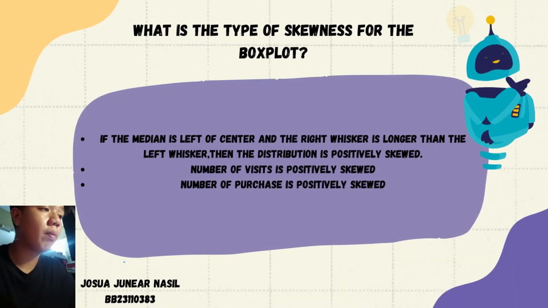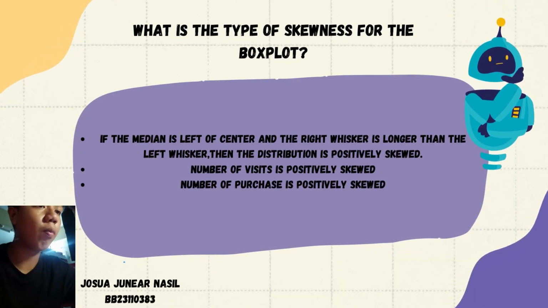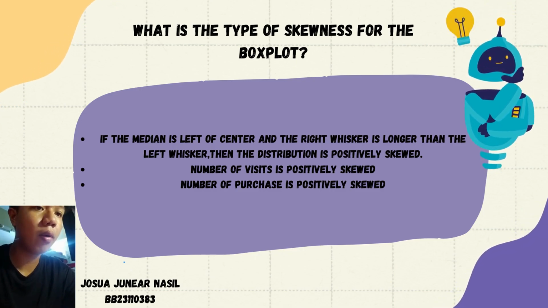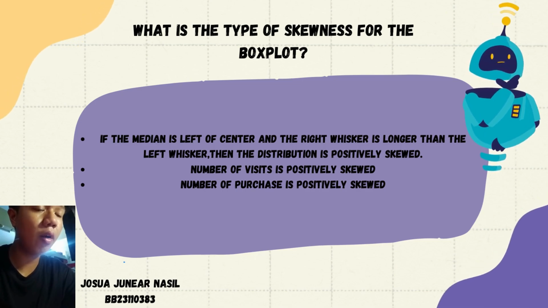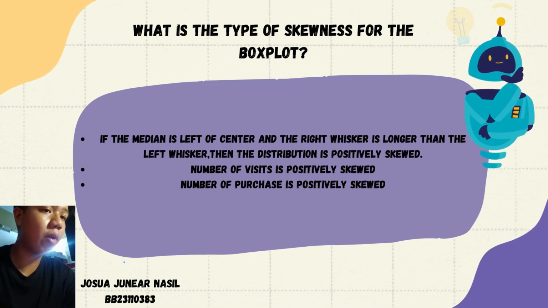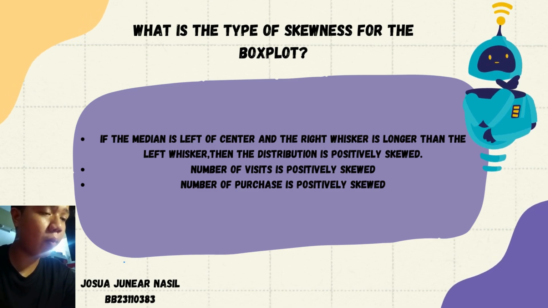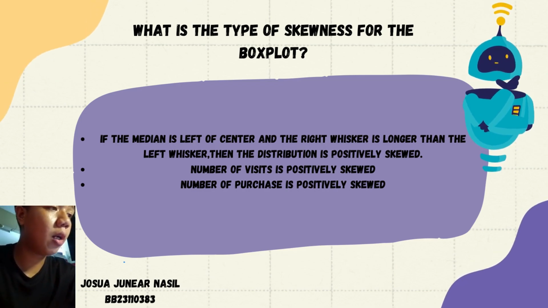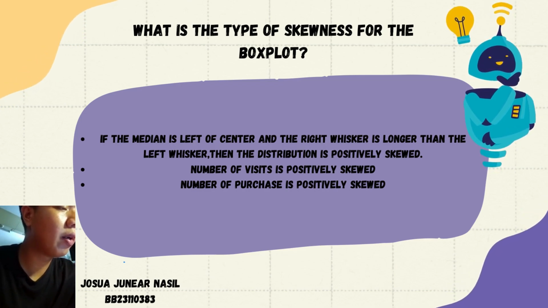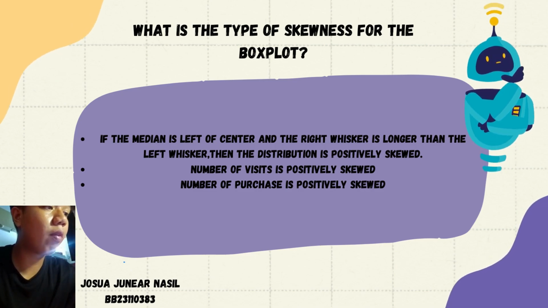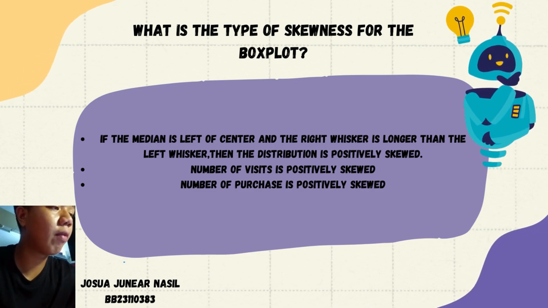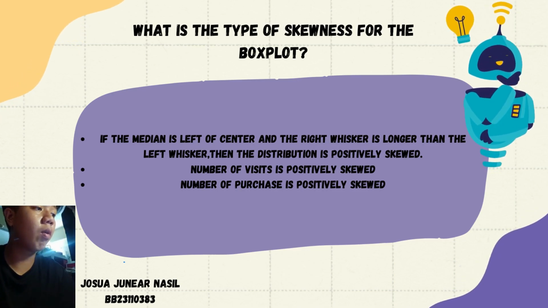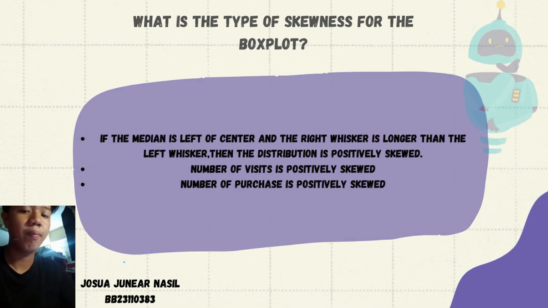What is the type of skewness for the box plot? Skewness is a statistical measure that describes asymmetry of a probability distribution. There are three types of skewness: positive, negative, and zero. I have determined that both of the box plots for number of visits and number of purchase orders are positively skewed. Why? Because the median is left of center and the right whisker is longer than the left whisker.